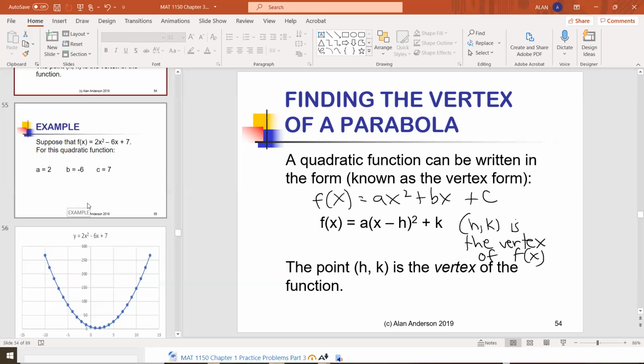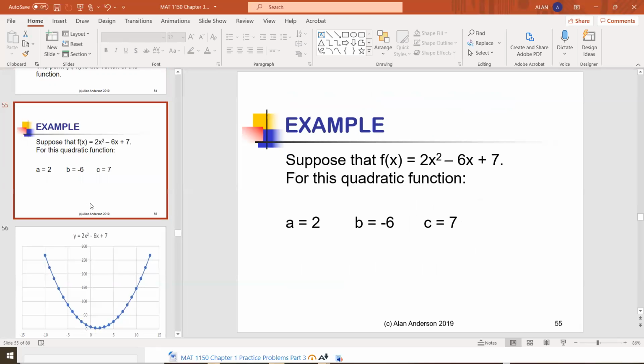So let's take a look at this one. All right, so clearly, this is the traditional form for a quadratic function. A is 2, B is -6, C is 7. And the picture, as you can see, since A is positive, it will be facing up, we'll call it. The question is, where is the vertex?